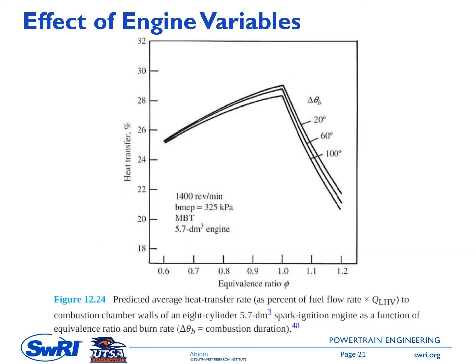This is showing the predicted average heat transfer rate as percent of fuel energy, as a function of equivalence ratio phi, and this one is the combustion duration, so CA90 minus CA10. As you can see on this figure, equivalence ratio has a strong impact on the heat transfer percentage. It has the highest one around phi of 1 here because of the highest combustion temperature. And then the burn duration has a modest impact on the heat transfer here. The longer burn duration has a lower heat transfer percentage because of a lower combustion temperature.